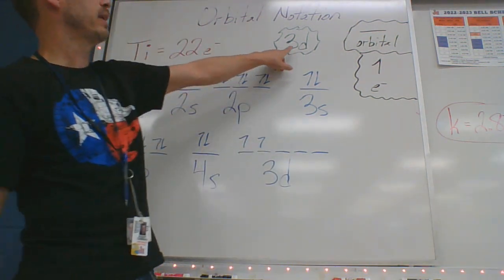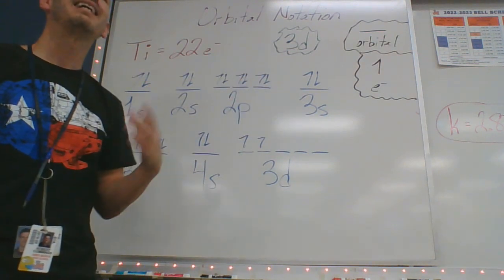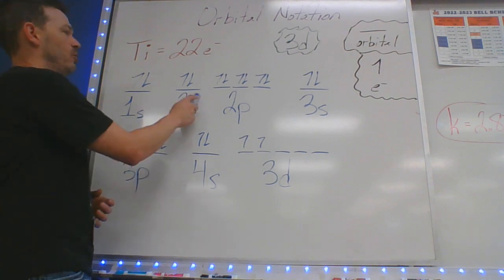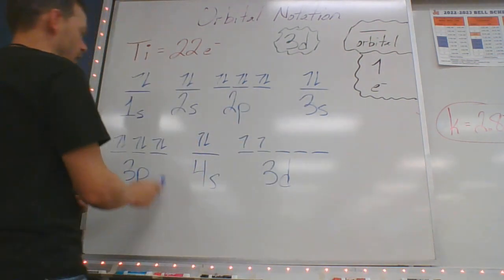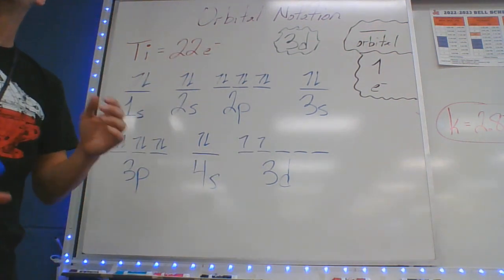All right, so you can super cheat. You can know that not only is titanium in the 3D block, but he's 2 electrons into the 3D block. Or you can count 2 and 2 is 4 and 6 is 10 and 2 is 12 and 6 is 18 and 2 is 20 and 2 is 22.